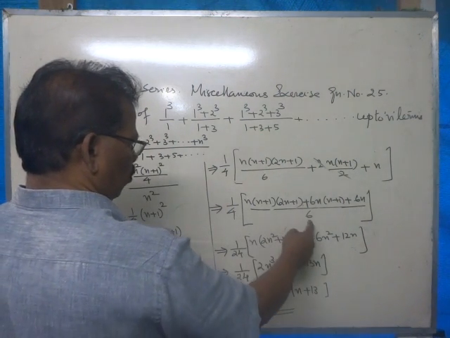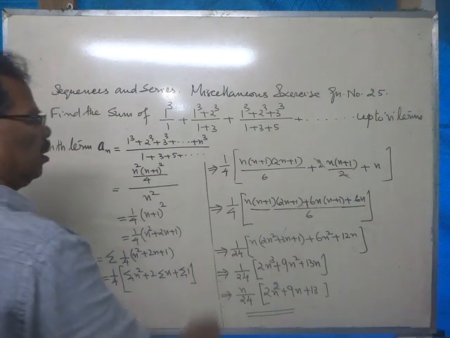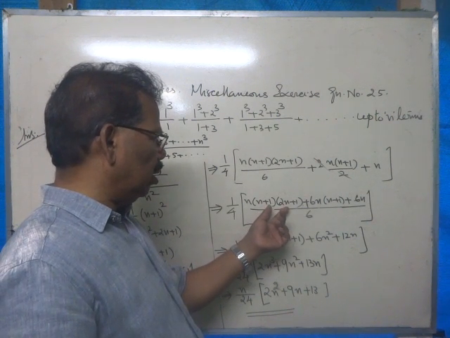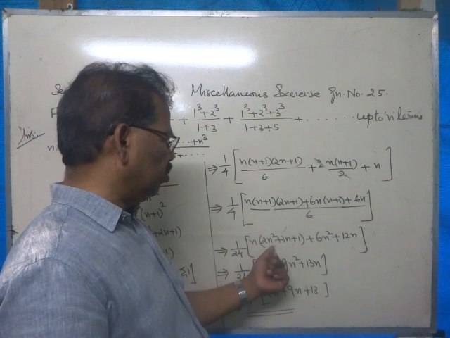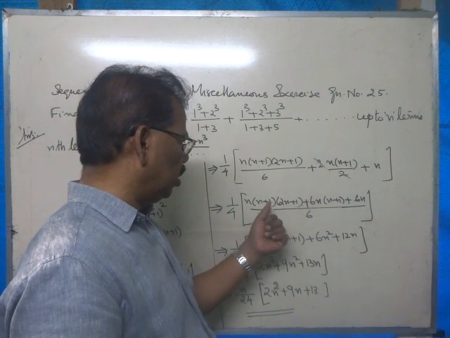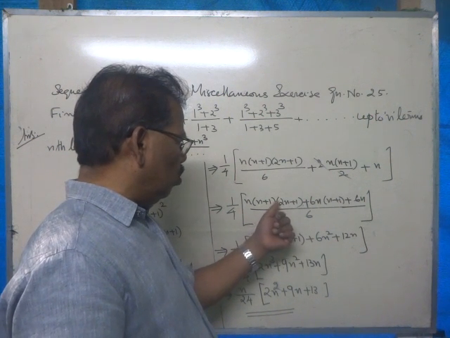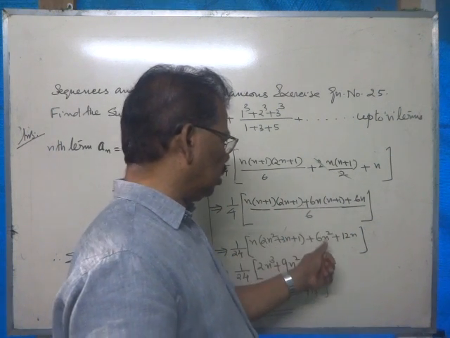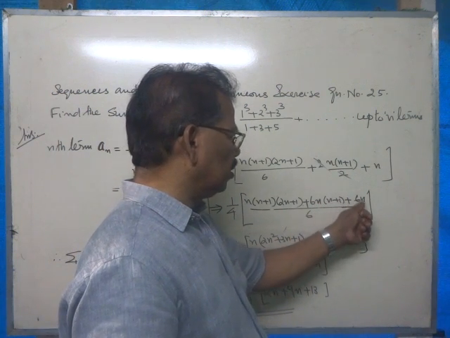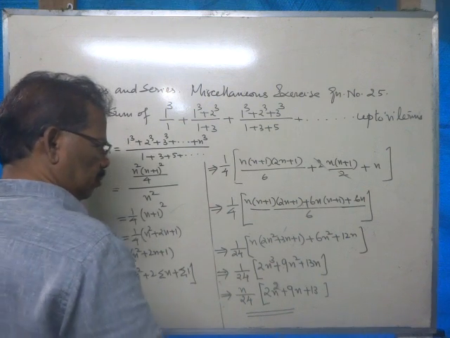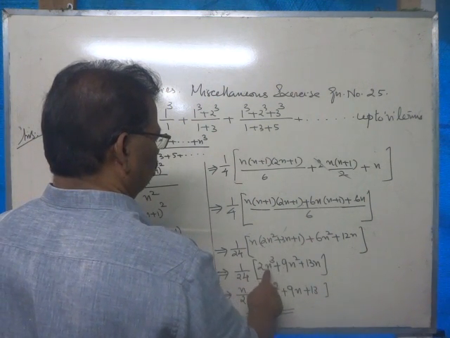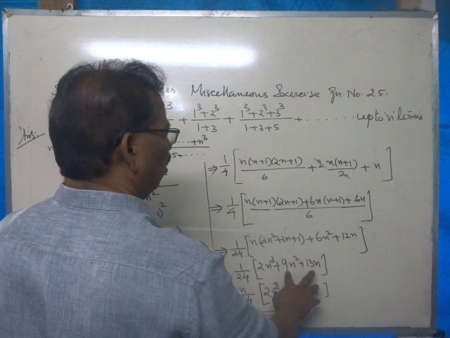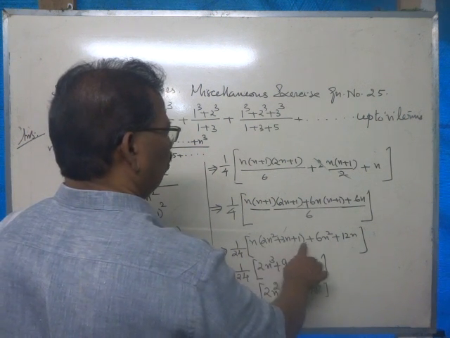Now, 4 into 6, 1 by 24 is taken out. Here, multiplying (n plus 1) and (2n plus 1), we get 2n square plus 3n plus 1. That is n into 2n, 2n square, n into 1, n, 2n into 1, 2n, n plus 2n, that is 3n, plus 1. 6n into n, 6n square, 6n into 1, 6n, plus this 6n, that is 12n. Further simplifying, 2n square into n, 2n cube, plus 3n square plus this 6n square, that is 9n square, plus n plus 12n, that is 13n.